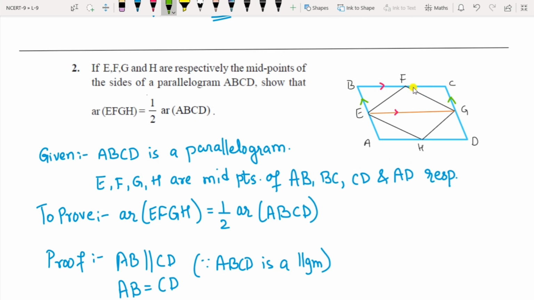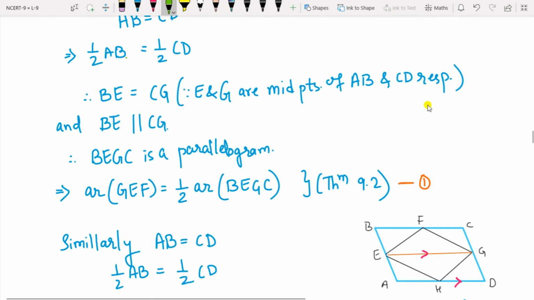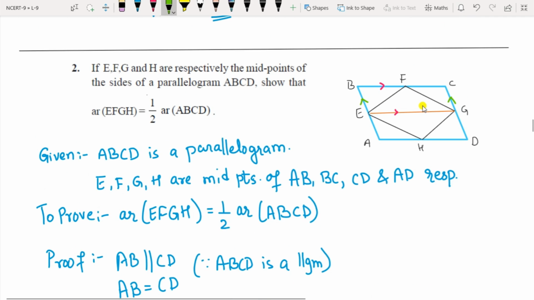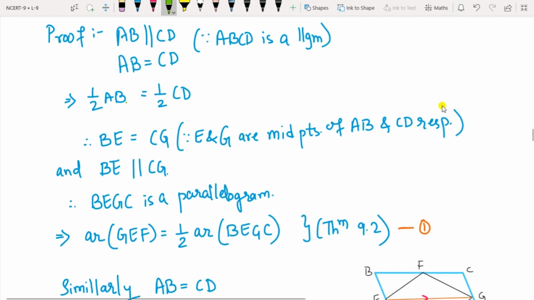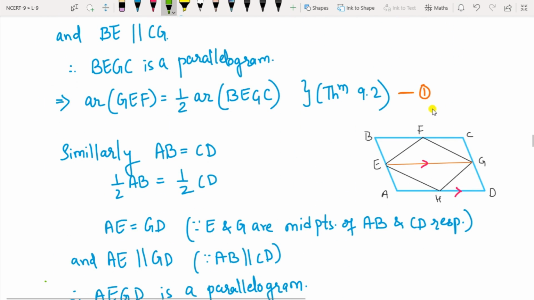First you have to prove that this is a parallelogram. Right. So this one is a parallelogram here. Then you can say that, therefore, the area of this parallelogram. Now since in this parallelogram EFG is a triangle which is on the same base EG as the parallelogram and lies between the same parallel lines, therefore the area of this triangle EFG is half of the area of parallelogram BEGC, right? That will be your equation number 1. That is from theorem 9.1 first part.